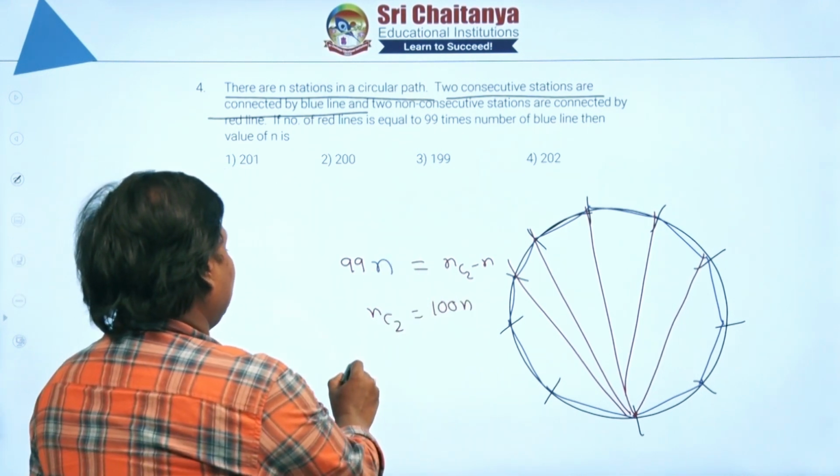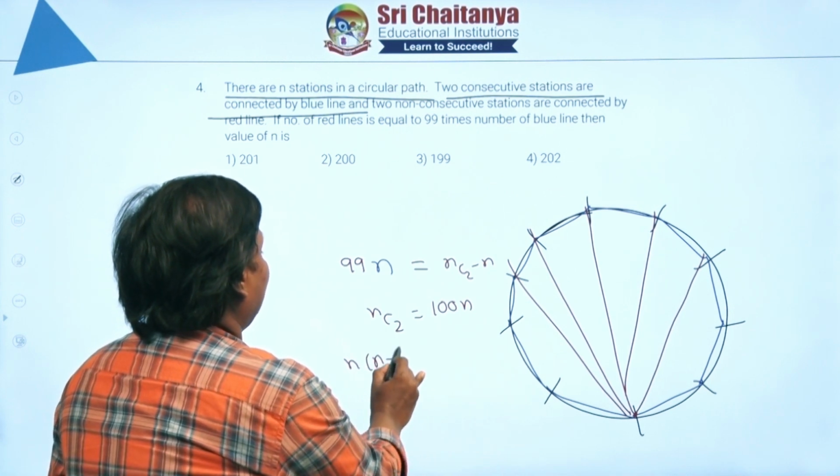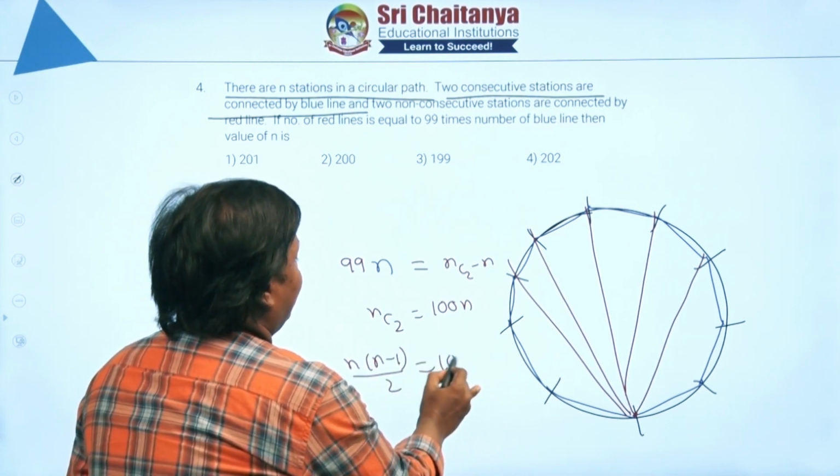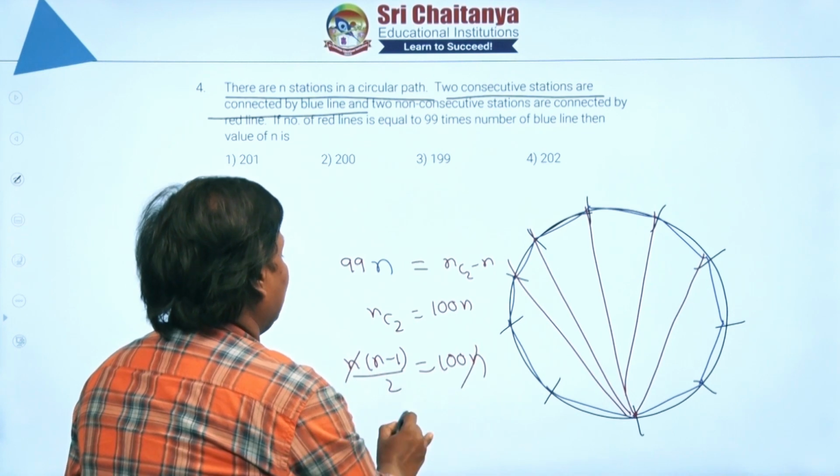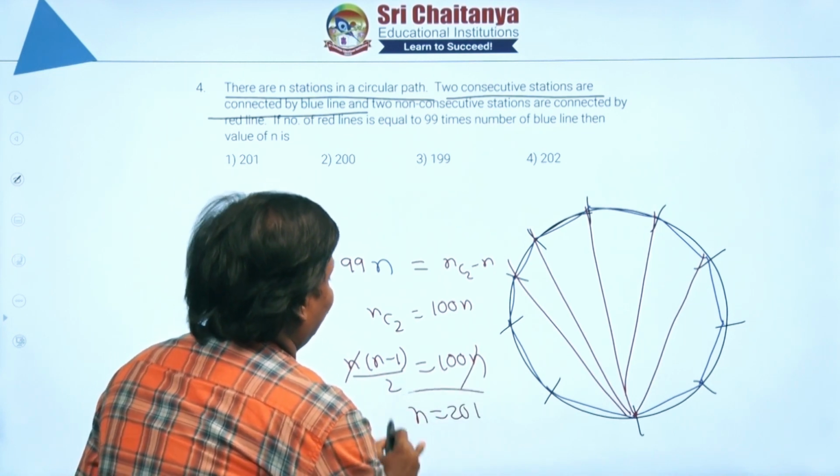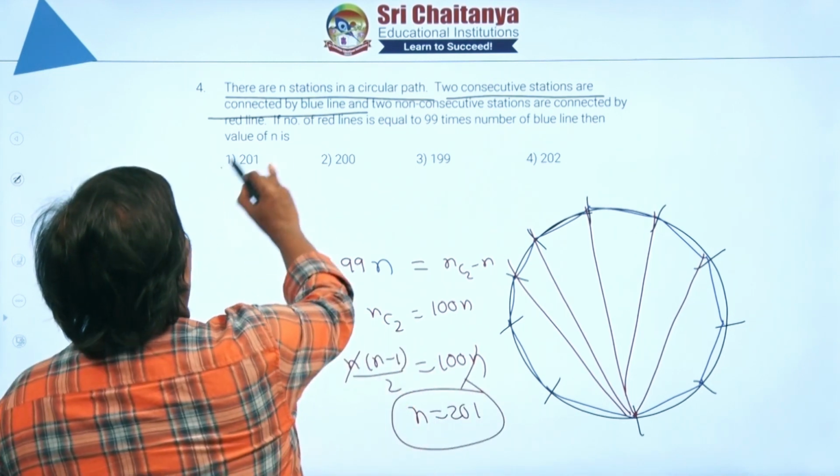The nC2 formula is n times (n minus 1) by 2, which equals 100n. So cancel n, and n equals 201. So my answer is the first option.